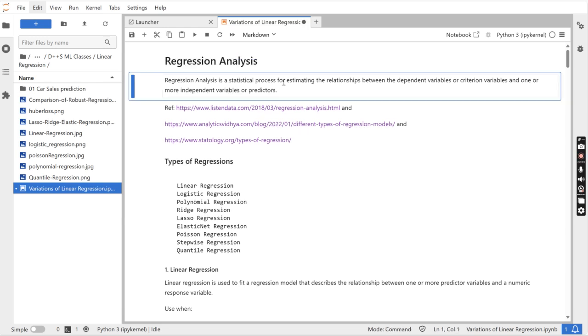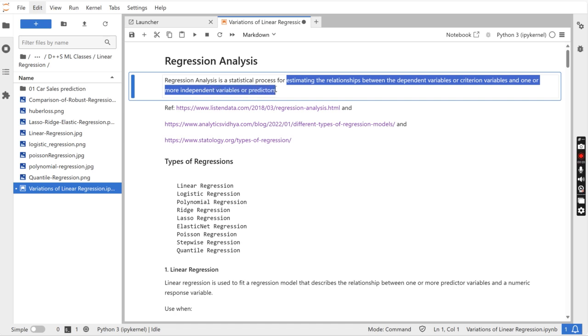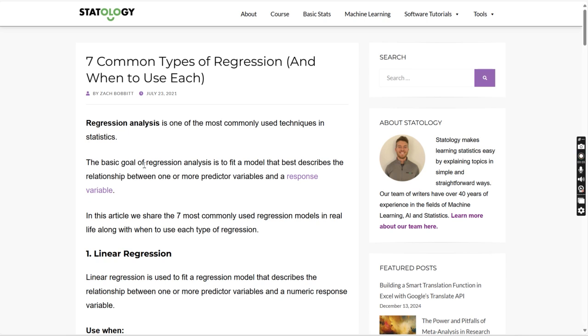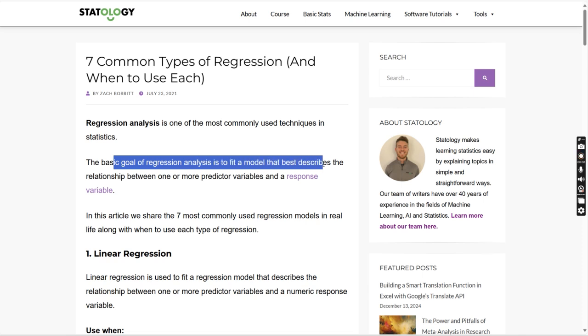It's nothing but you estimate the relationship between the dependent variable and the independent variable, what type of relationship exists, by making use of various plots and all. So there are reference links I have attached which you can go through. I will also open one of these. So basically the goal of regression analysis is we fit a model that best describes the relationship.